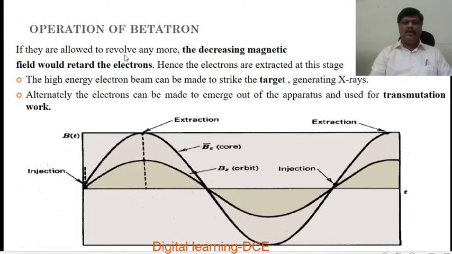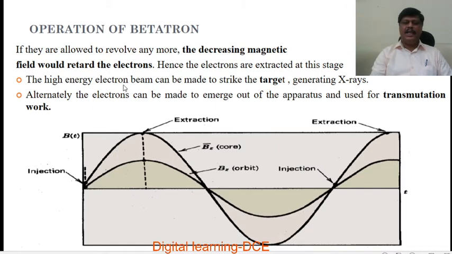If they are allowed to revolve any more after reaching the maximum value, the decreasing magnetic field would retard the electrons. Hence, the electrons are extracted at this stage.